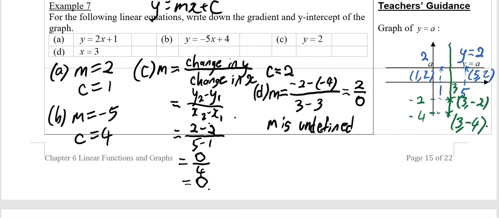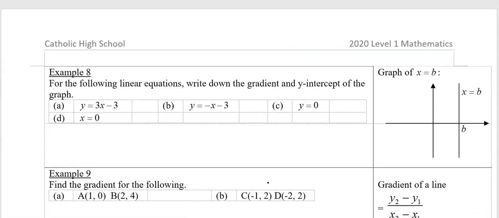So now going to the y-intercept of the graph x equal to 3, we realize that this green straight vertical line over here does not intersect with the y-axis at all. So very simply, our y-intercept does not have an answer. So C is not applicable or no answer in itself. Okay. Now moving on to the example 8.